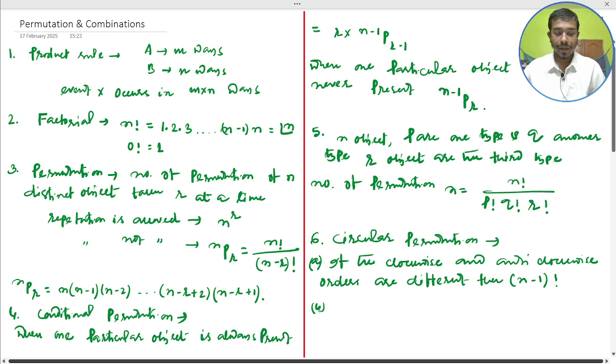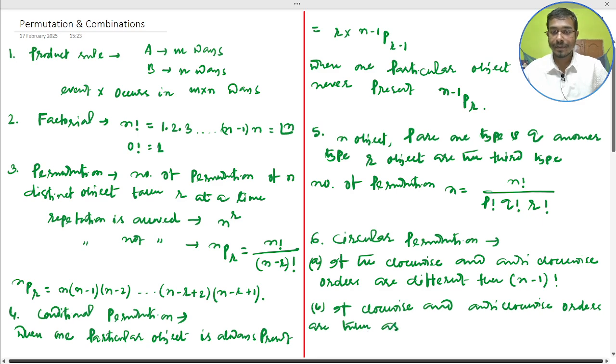Next, if clockwise and anti-clockwise orders are taken as not different, for that case, that would be n minus 1 factorial divided by 2. Okay. Next.